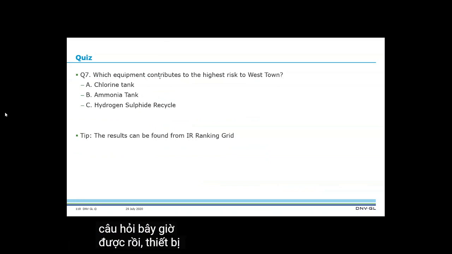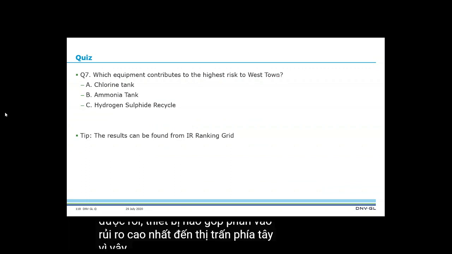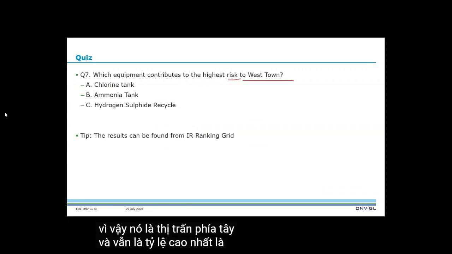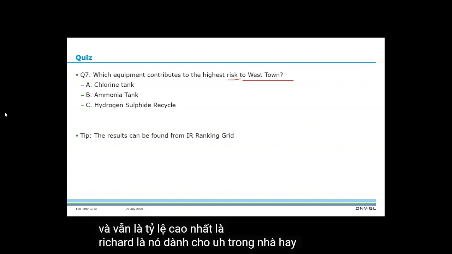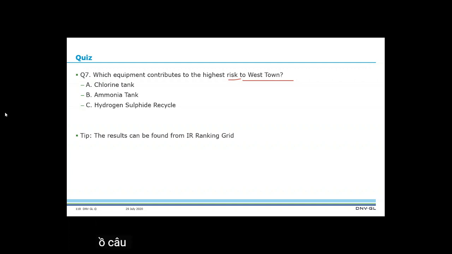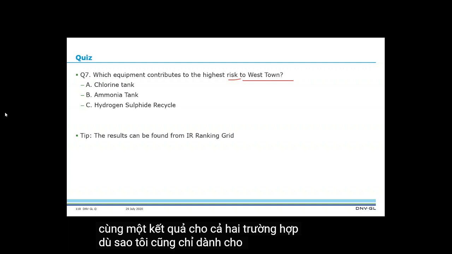Which equipment contributes to the highest risk to West Town? So it's West Town, and still it's the highest risk. Richard, is it for indoor or outdoor vulnerability? Good question. Let me see. The fact is that I am getting the same result for both cases. Anyway, I'm just asking for clarity.